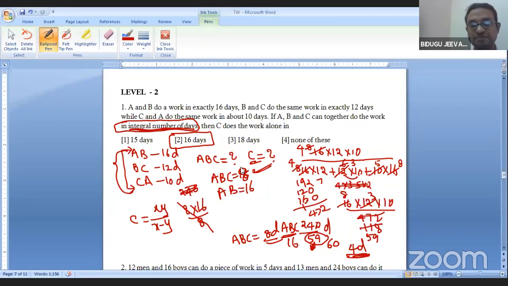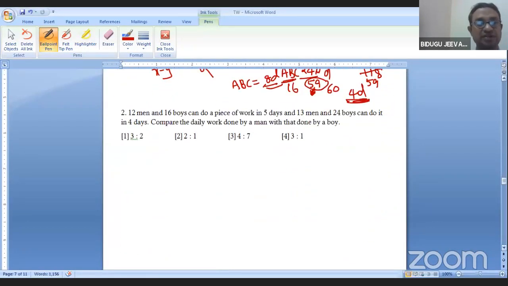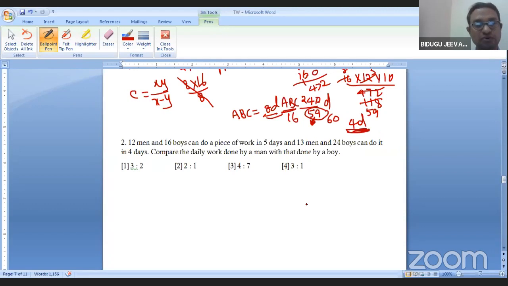Yes? Okay. So question number 2. Is it clear up to this? Please note down the question. I'll give the clue. Please try for this.